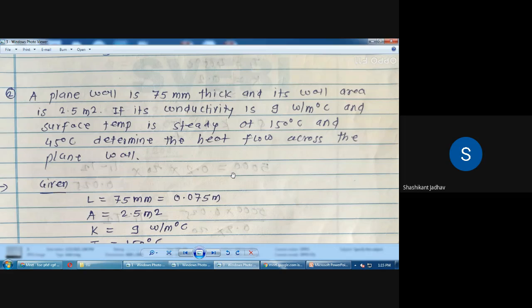Same problem is there. Now we have to find out the answer for this. First of all, you have to write down the given. What is to be given? Write it down on your own and put that answer in the chat box.